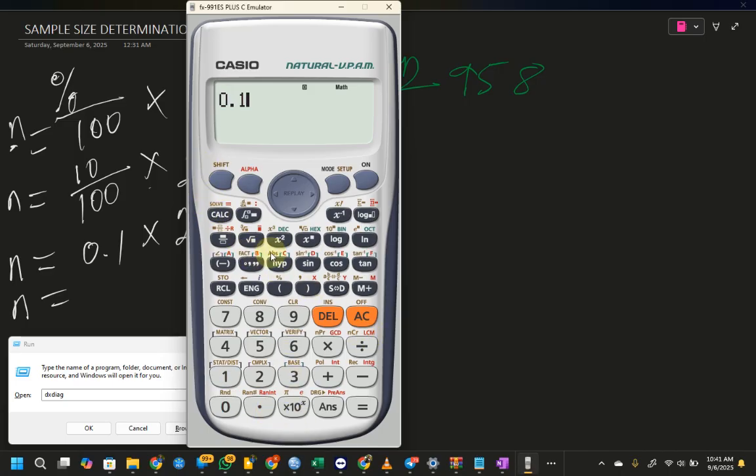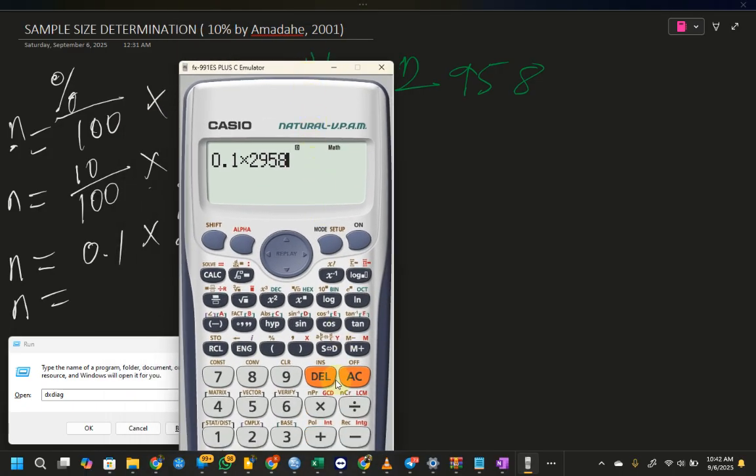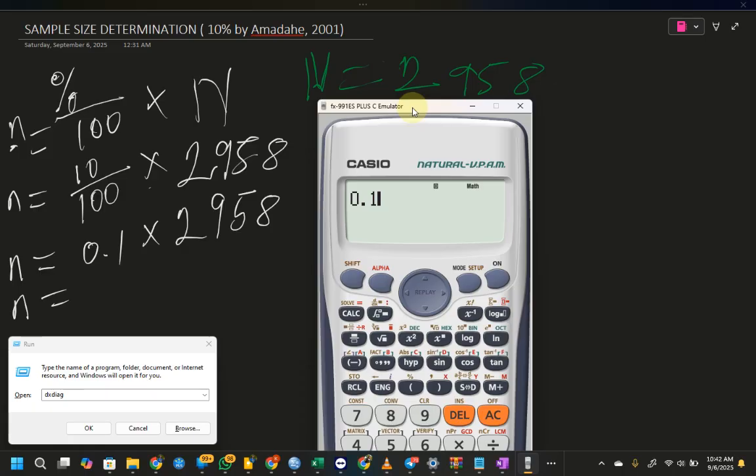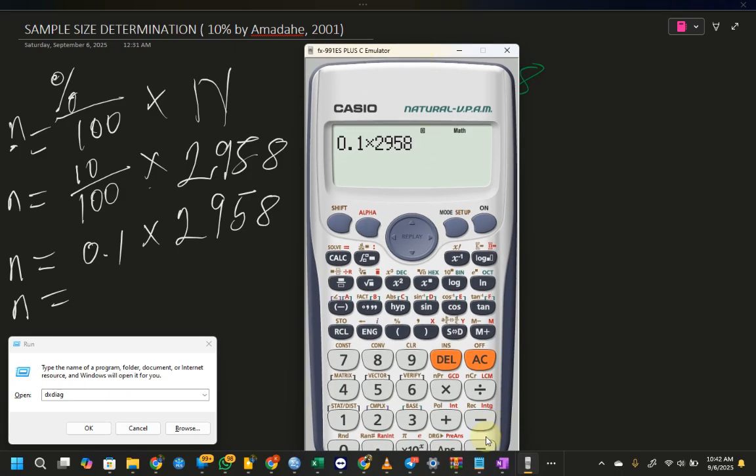So 0.1 multiplied by 2958. That is 295.8. So 0.1 multiplied by 2958 will be equal to 295.8.